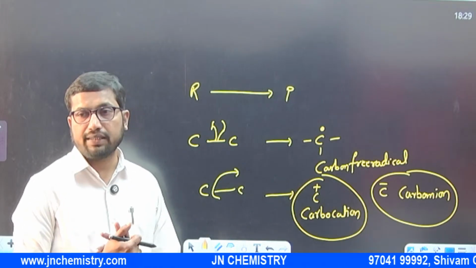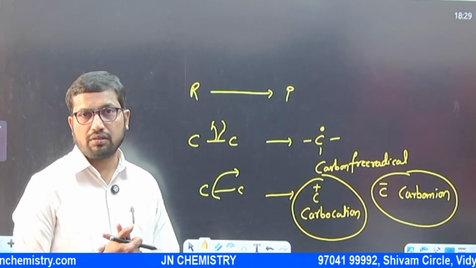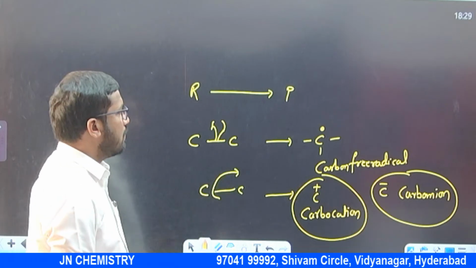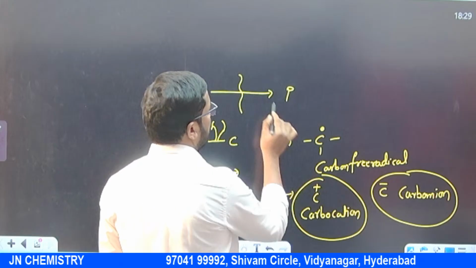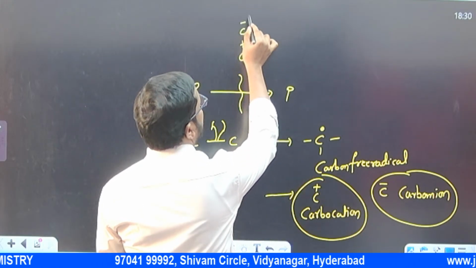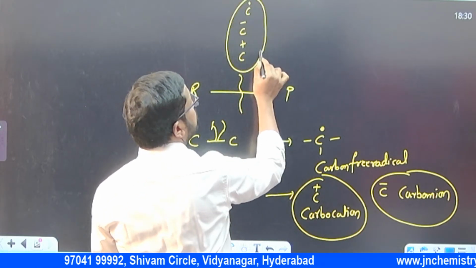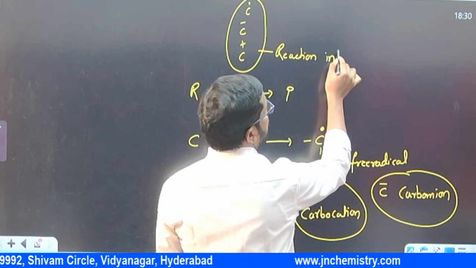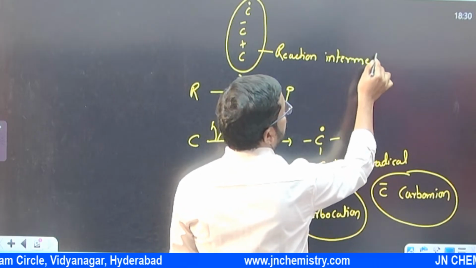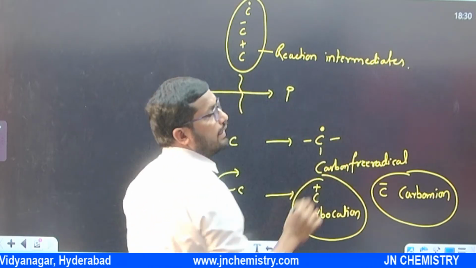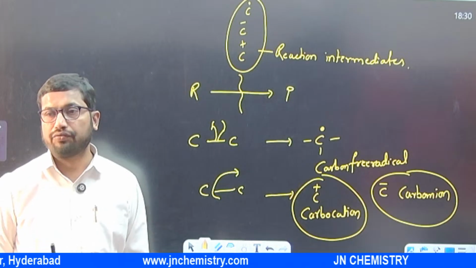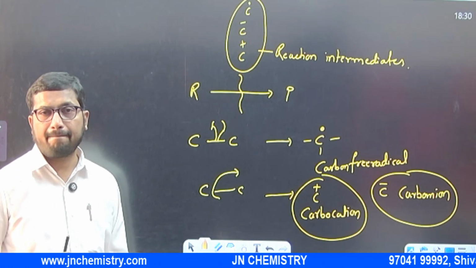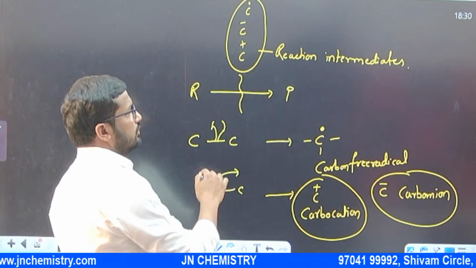Generally these three, carbocation, carbanion or carbon free radicals, we call reaction intermediates. So then the product is forming.